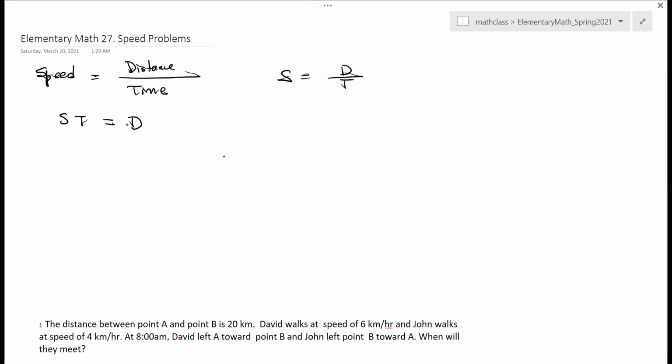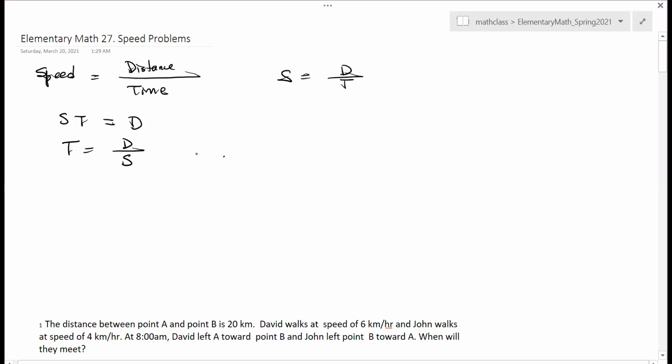For example, the speed of the car is 60 miles per hour, and how much does it travel in 2 hours? So it's 60 times 2. Okay. And you can also find the time. Switch between S and T. So T can be D divided by S. Okay. That's a little bit more difficult to understand. The time is going to be distance divided by speed.